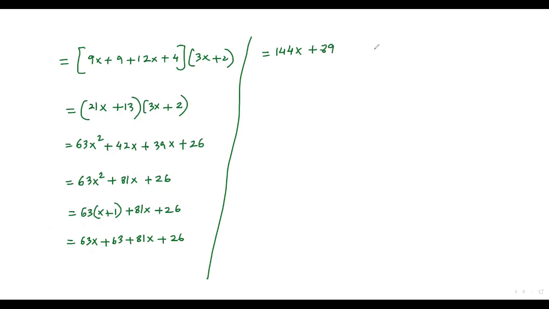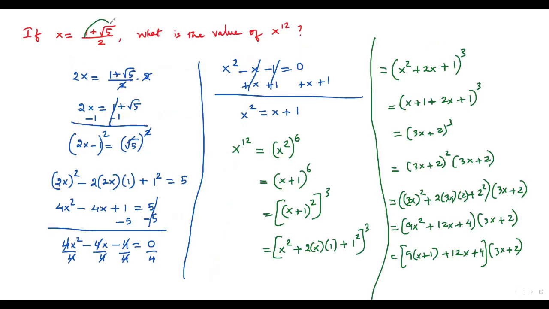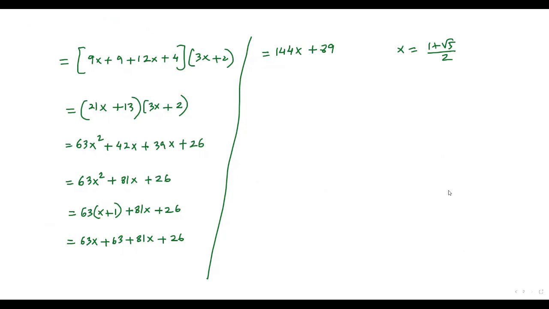In the question, we have the value of x, that is x = (1 + √5)/2. It's over here. Okay, now what we can do is plug in this value for x over here. Then we get 144 times (1 + √5) divided by 2, + 89. Okay, here 2 goes into 2 1 times and 2 goes into 144, 72 times. We get 72 times (1 + √5) + 89.